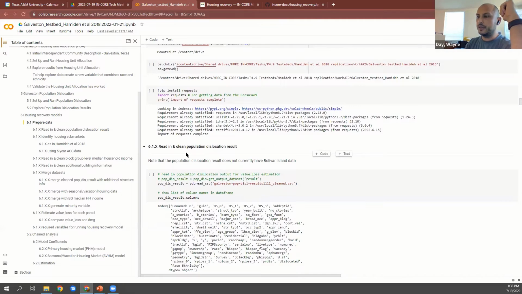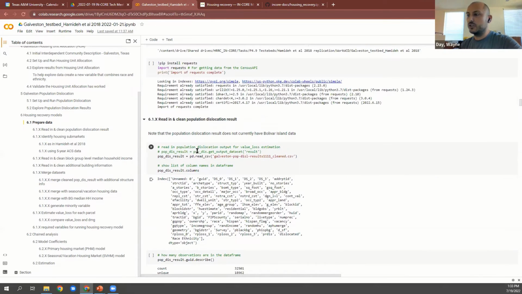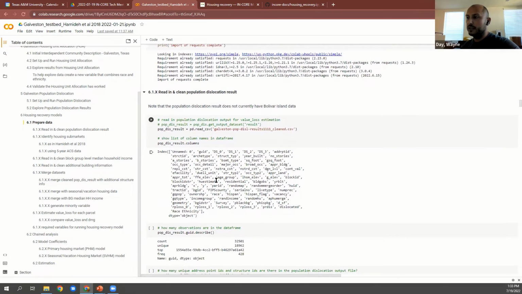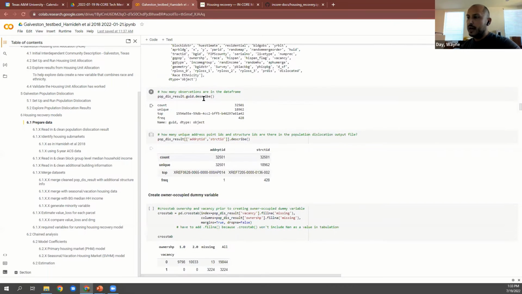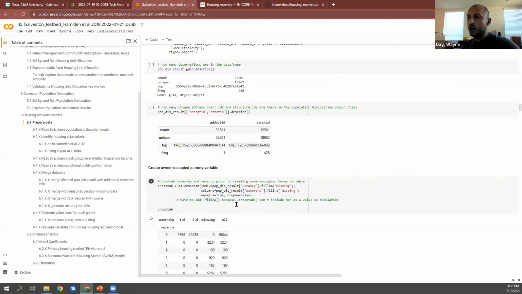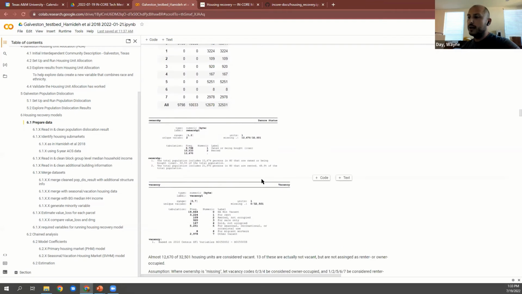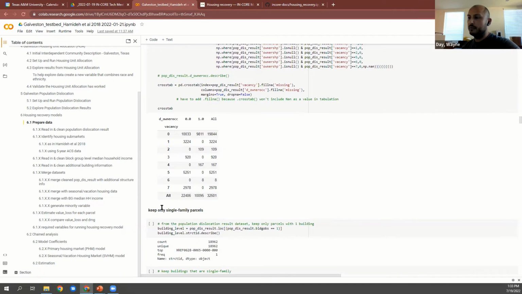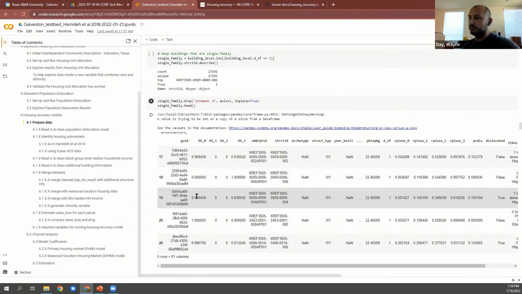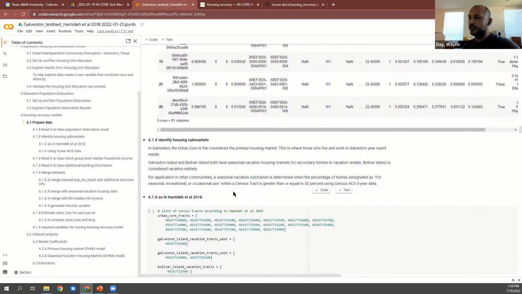So I read in the population dislocation result. Each observation there is a housing structure that I can use, so each row is going to be a housing structure. I clean the data. I need to create an owner-occupied dummy variable. You see just a lot of code to do what I just said. Then keep only single family parcels, so we want to get rid of all multifamily and other housing types. That's just dropping those observations.